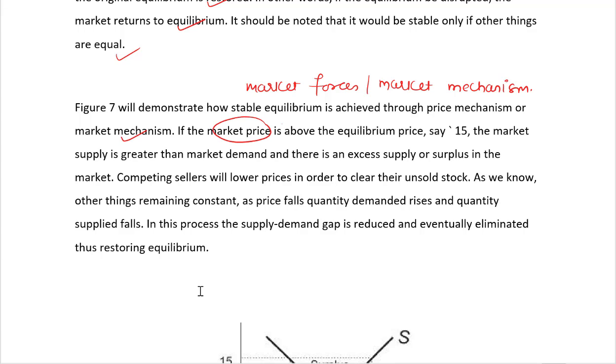If the market price is above the equilibrium price, say 15 rupees, the market supply is greater than market demand. There is an excess supply, or surplus, in the market. Competing sellers will lower the prices in order to clear their unsold stock. And what will happen? As we know, other things remaining constant, as price falls, the quantity demanded rises and the quantity supplied falls. The supply-demand gap is reduced and eventually eliminated, thus restoring equilibrium.